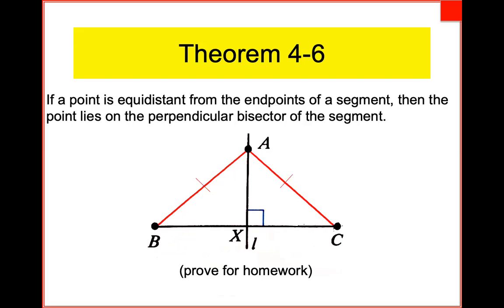So they're going to give you the fact that A is the same distance from B and C. Therefore, it must live in one place only. It must live on that perpendicular bisector. That's the converse.